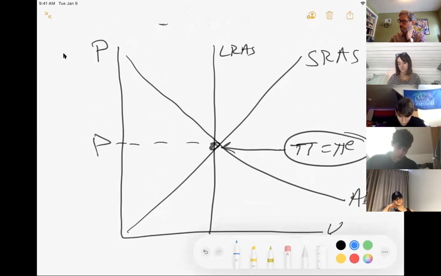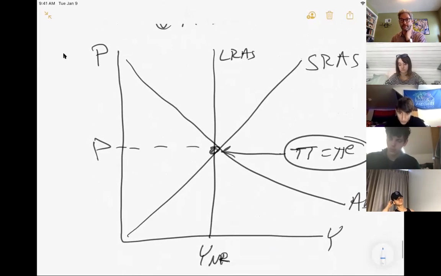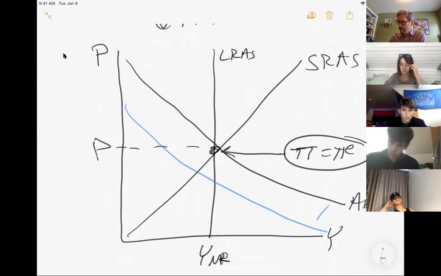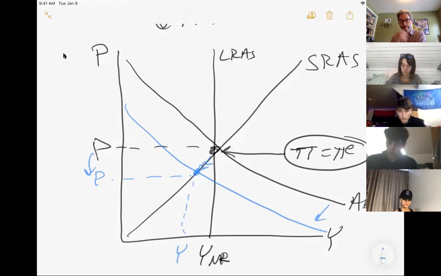Now, what happens as a result of this fear? The loss of confidence begins to lead people to change their behavior in terms of spending on consumption or investment. Aggregate demand goes down. And what happens when aggregate demand goes down? Prices fall. And as prices fall, we move along our short-run aggregate supply curve to a lower level of output, a level of output that is below the natural rate.